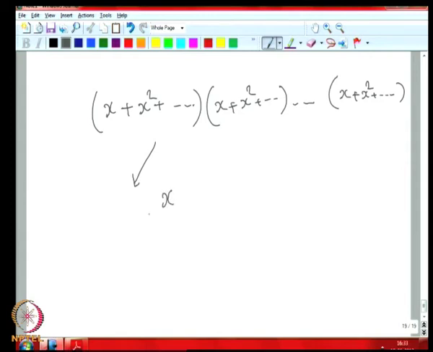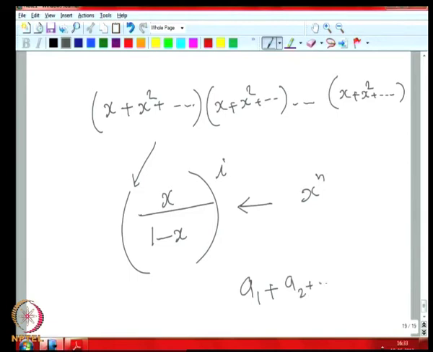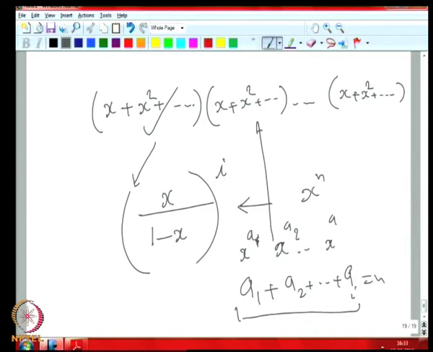This will be giving x by 1 minus x whole power i, and look for the coefficient of x raised to n in the expansion of this. It is clear enough, because anything of this form, a1 plus a2 plus up to ai equal to n, we can create an x raised to a1 from this, an x raised to a2 from this, and finally x raised to ai from this. So we will get an x raised to n corresponding to that, that adds 1 to the coefficient of x raised to n.